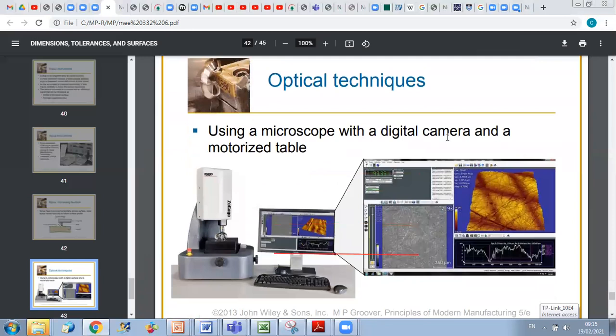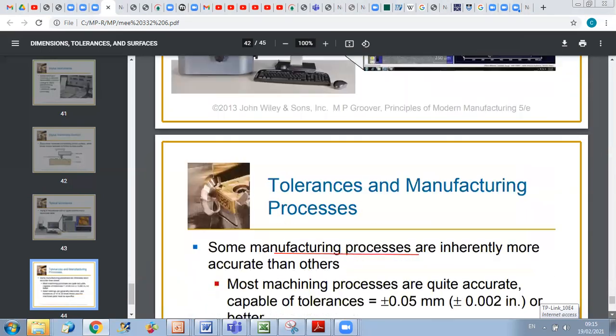Now, another optical technique is the use of a microscope. We can use a microscope with a digital camera and a motorized table, which will allow us also to see our surface. It will give us a 3D view of the surface, which will allow us to determine its characteristics.